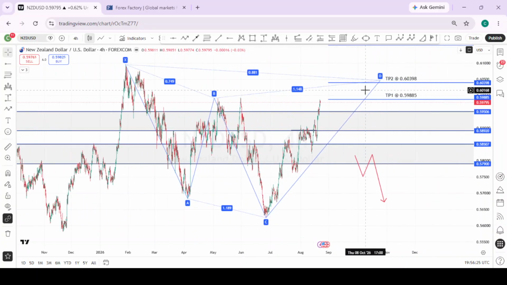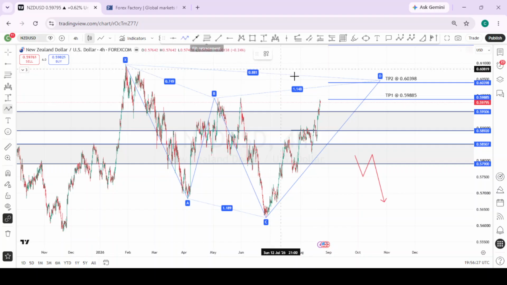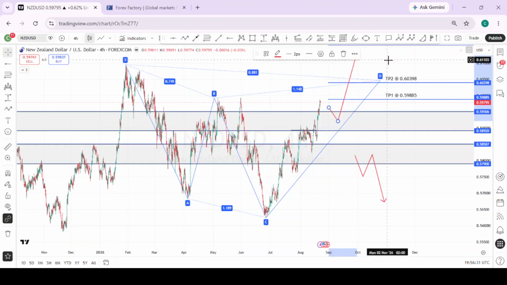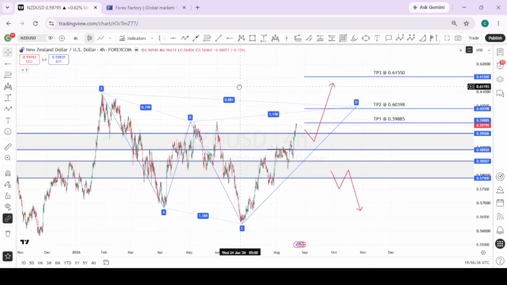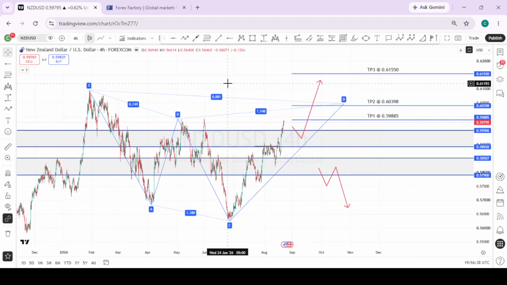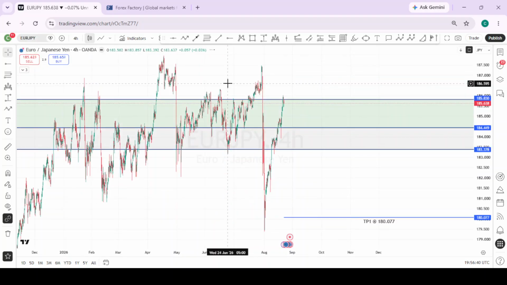So going into next week, what we'll be looking out for is a possible pullback into this area of interest we have here, and look for a buy continuation to the upside to the various TPs we have above. So we are still very bullish on NZDUSD for the coming week.